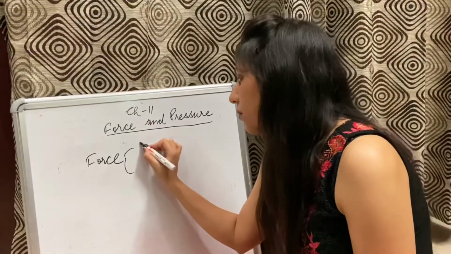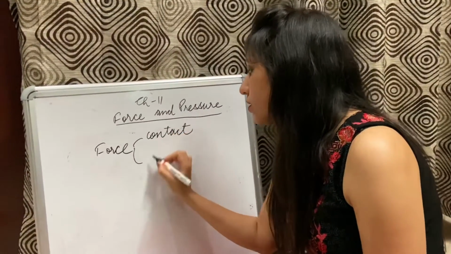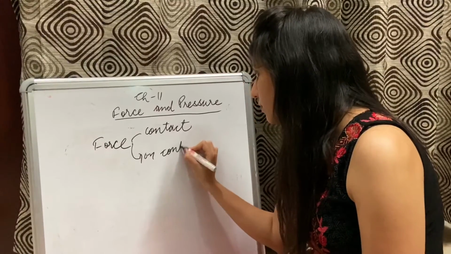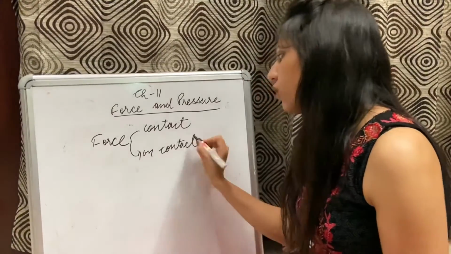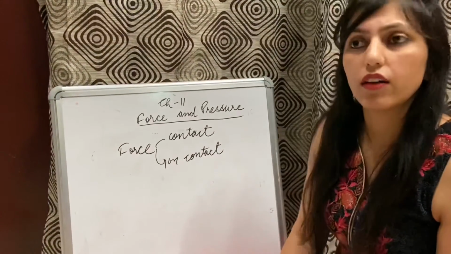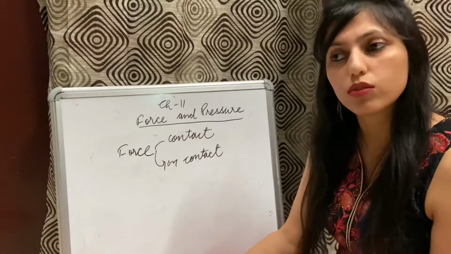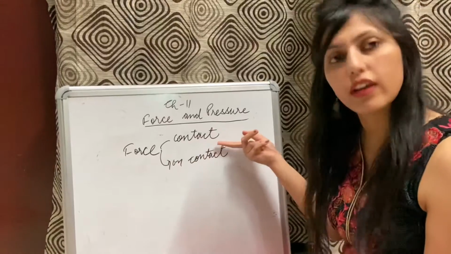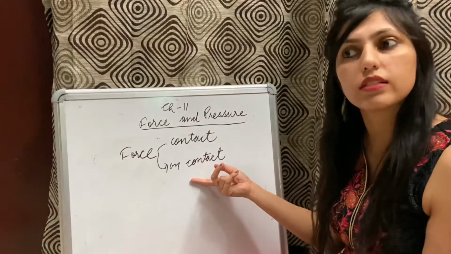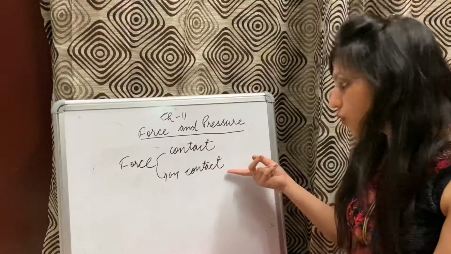Now the force can be divided into two categories: the contact force and non-contact force. From the name itself we know contact means when they are in touch. When the two bodies are in touch and there is a force between those bodies, that is the contact force. When the two bodies are not in contact but there is a force between them, then it will be termed as non-contact force.